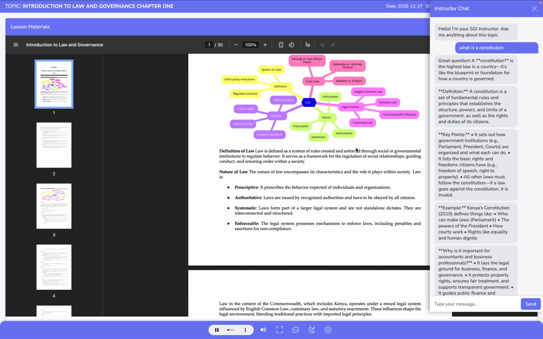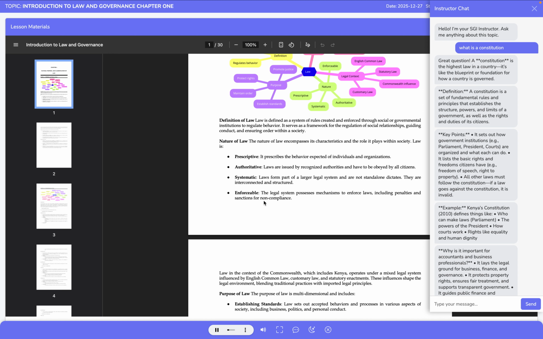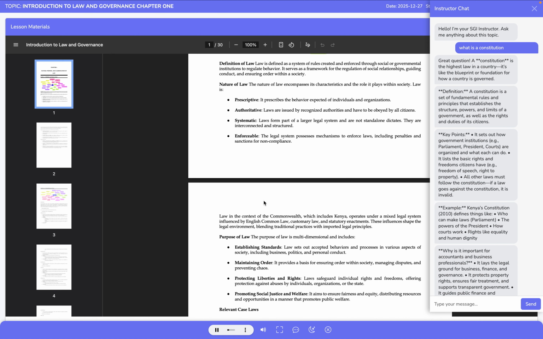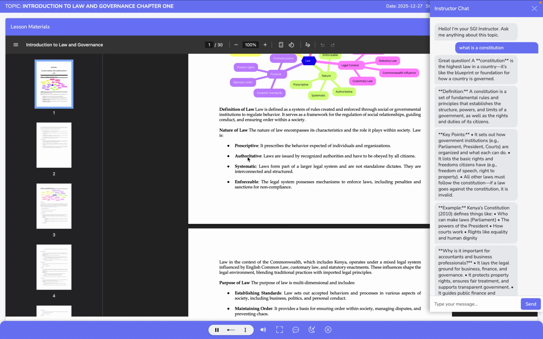Secondly, law is authoritative in nature. Laws are issued by recognized bodies such as Parliament or regulatory authorities acting under delegated powers, and they are binding on all persons within the jurisdiction. Authority ensures uniformity and obedience, regardless of personal agreement with the rule.